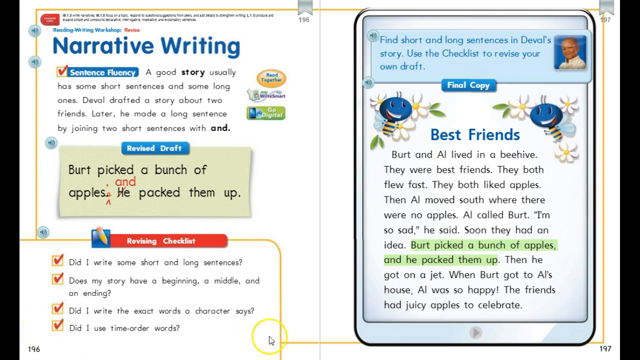Okay, if we look over here, we have soon they had, and when is a time order word, then is a time order word. Okay, so you've got to use time order words so that the order makes sense to your reader. All right, so those are some things you can look for and check as you revise and proofread and make your final copy today. Make sure you make your final copy on a nice lined piece of paper.